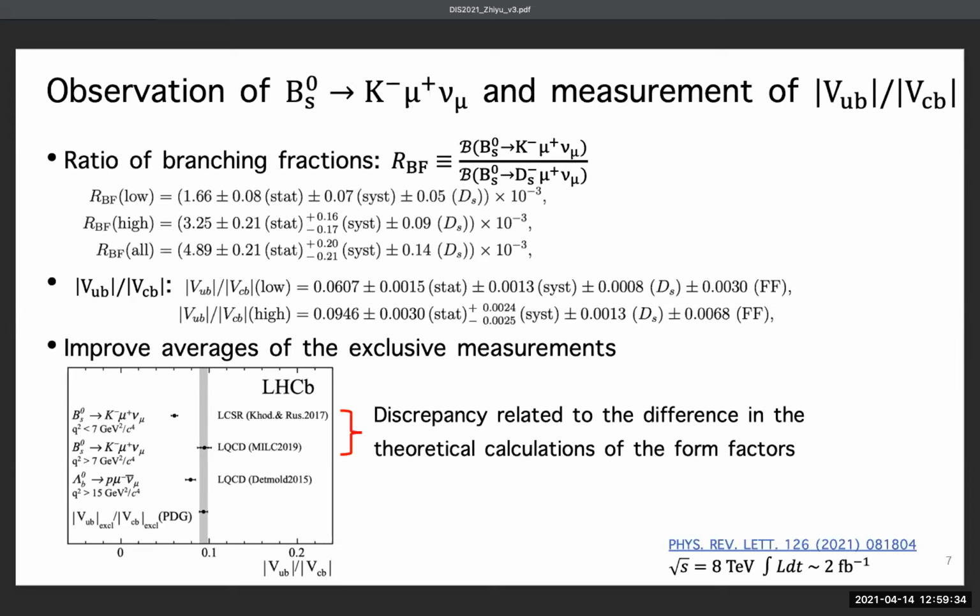And the measured Vub over Vcb ratio improves the average of the exclusive measurements. The result in the high q squared range is closer to the Vub over Vcb ratio from the lambda b to p mu nu measurement.